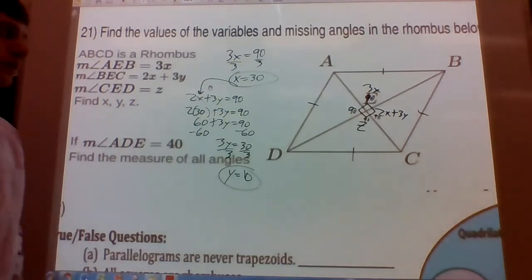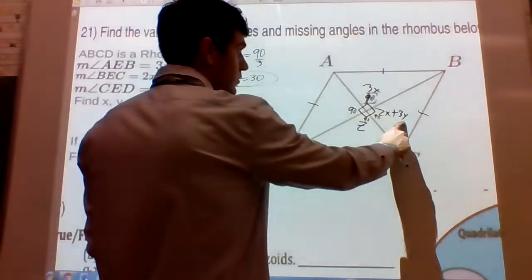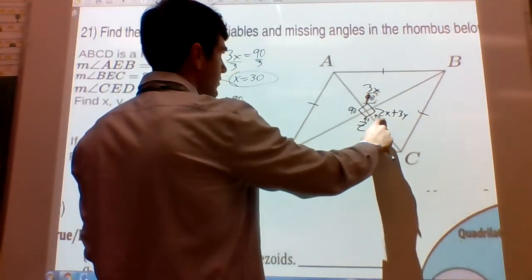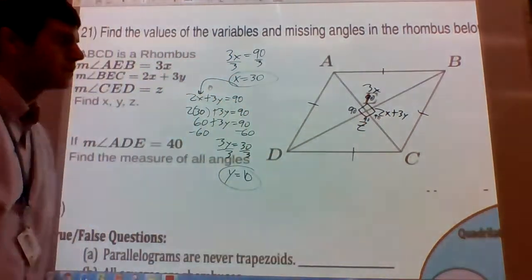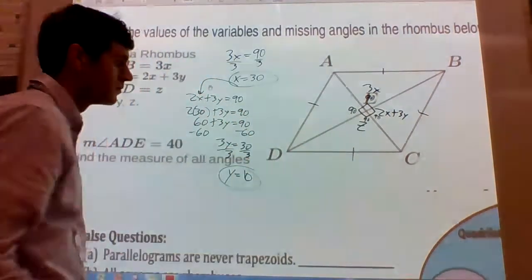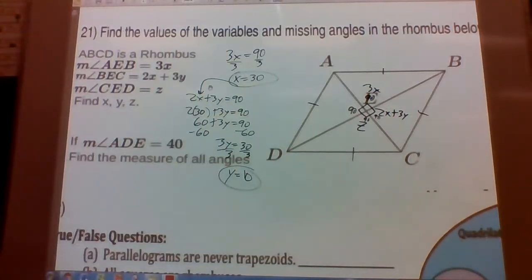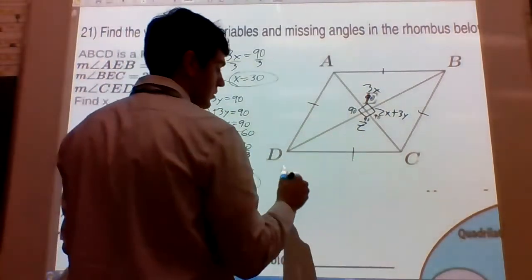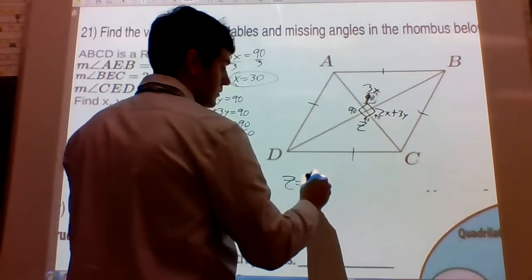We substitute those back in, we should get 90, right? So 3 times 10 is 30. 2 times 30 is 60. 60 plus 30 is 90. Okay. And then our last one, angle Z here, we know Z is also going to be 90.